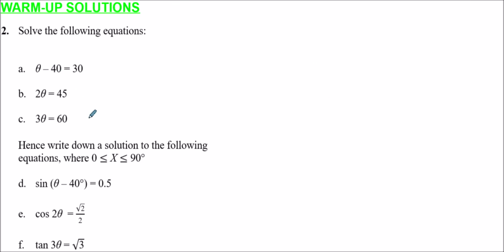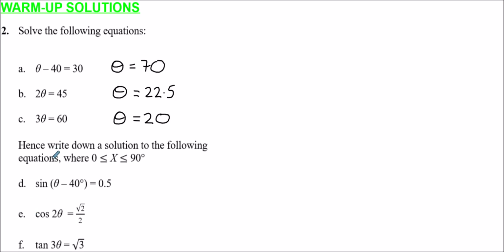So first of all, I know you can solve these. Theta minus 40 equals 30. Obviously, it stands to reason that theta is just going to be 30 plus 40, which is 70. If 2 theta is 45, we just divide by 2, so theta equals 22.5. And part C, if 3 theta was 60, divide by 3, theta must be 20. Dead easy. You might be thinking, well, what's the point of that question? The point is for D, E and F.